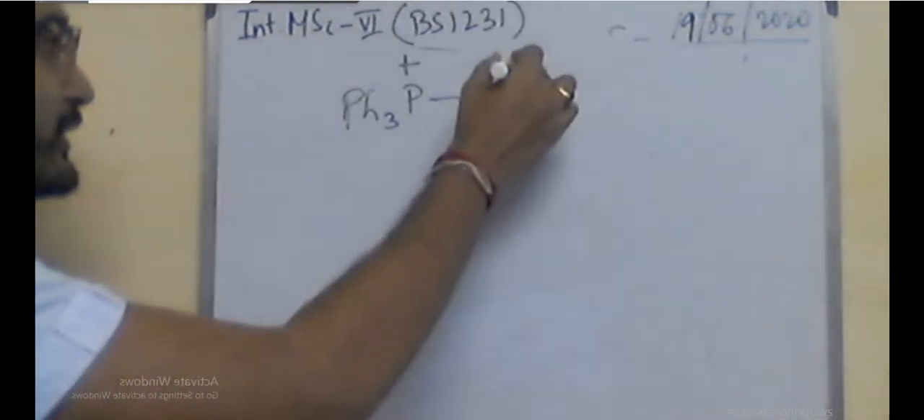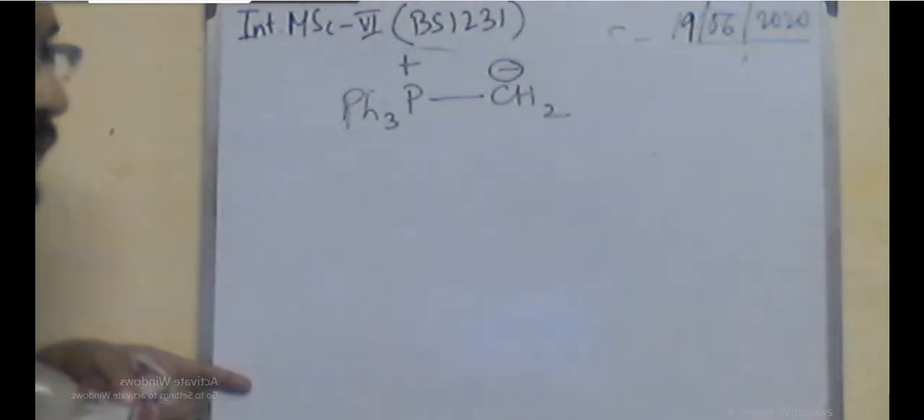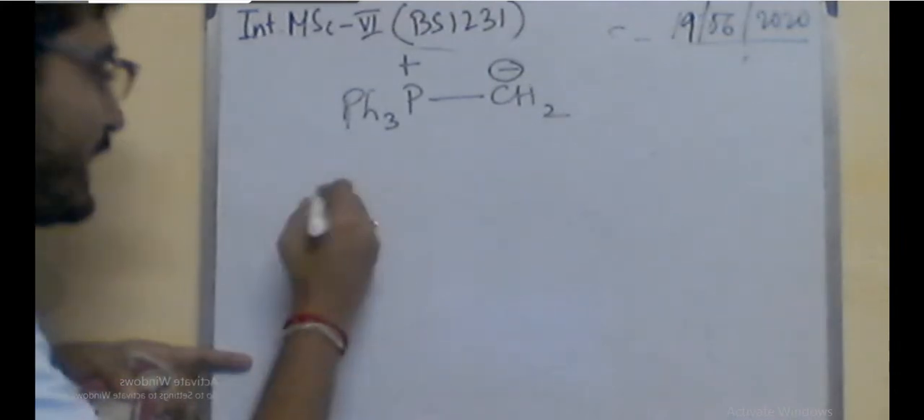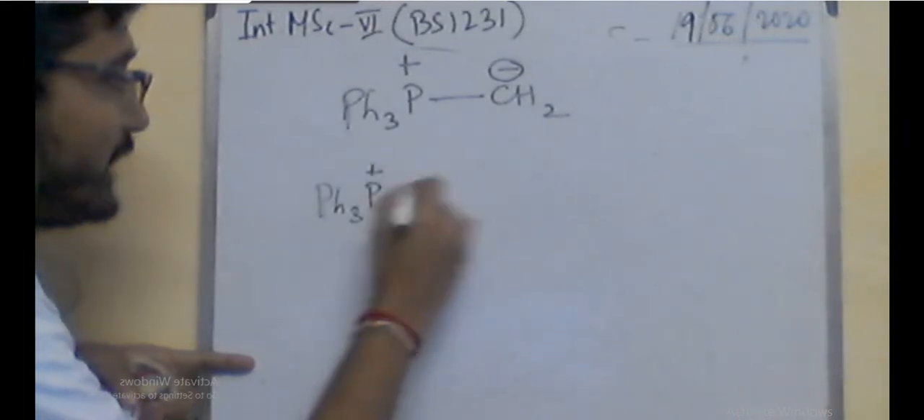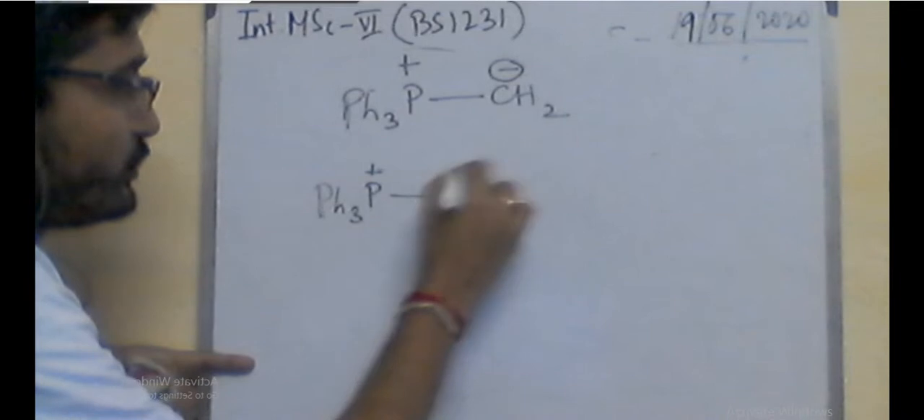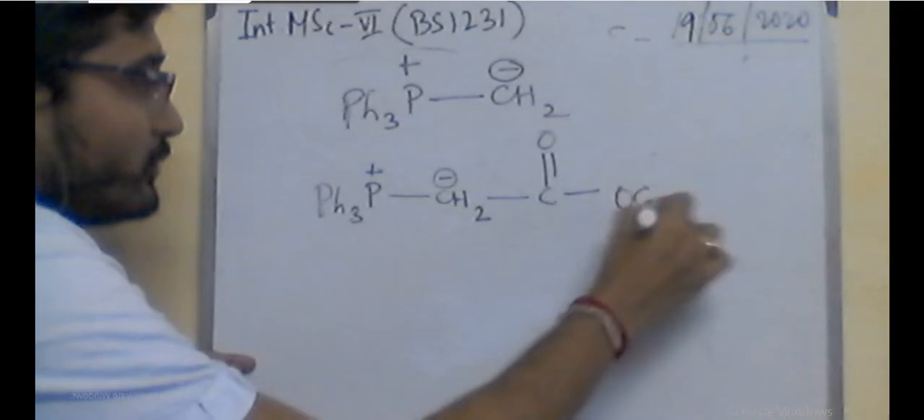So if some electronic factor is attached to this nucleophilic carbon, then the negative charge gets stabilized, and then we call this ylide a stabilized ylide. So as for example, PPh3 plus CH2 minus, say C double bond O OEt, that is the ester group, that is CO2Et. So in this case you can see that this negative charge gets stabilized via resonance.